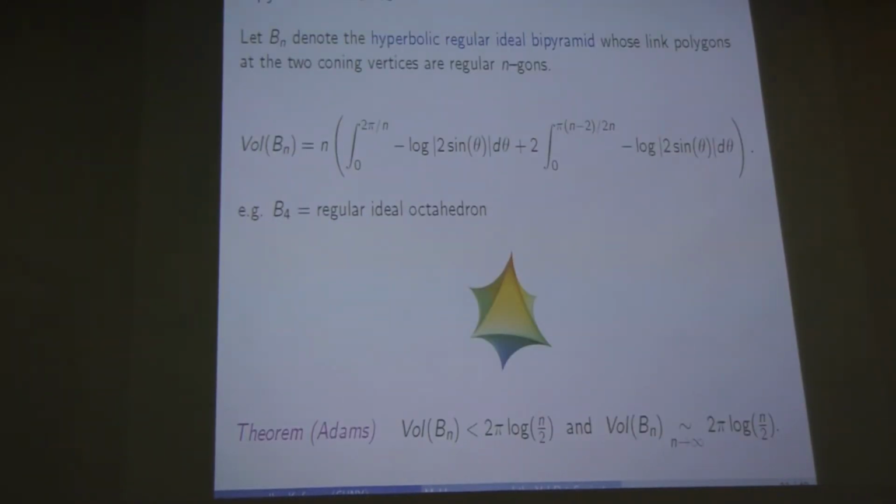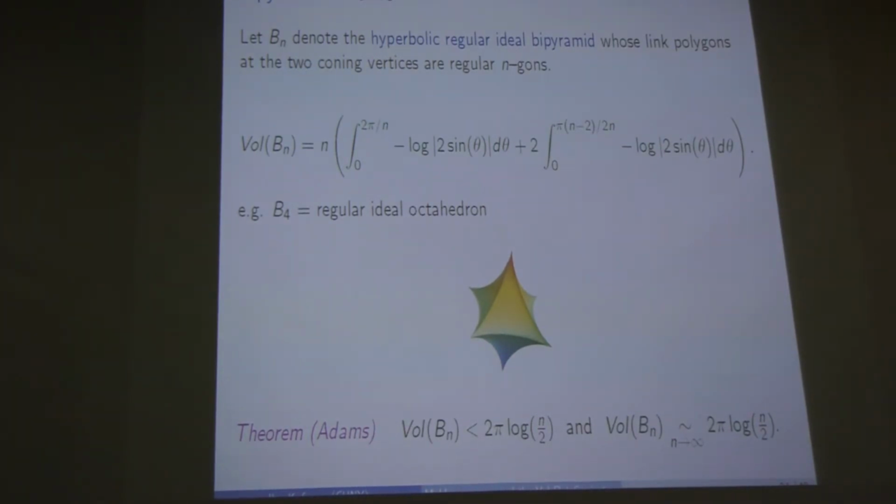Okay, so the tool we need is the bipyramid volume. Let Bn denote the hyperbolic regular ideal bipyramid, whose link polygons at the 2 coning vertices are regular n-gons. So for example, B4 is the regular ideal octahedron. Okay? The volume of such a bipyramid is known. This is the formula for it. And Colin Adams showed that the bipyramid volume is bounded below and asymptotically converges to 2 pi times log n over 2.